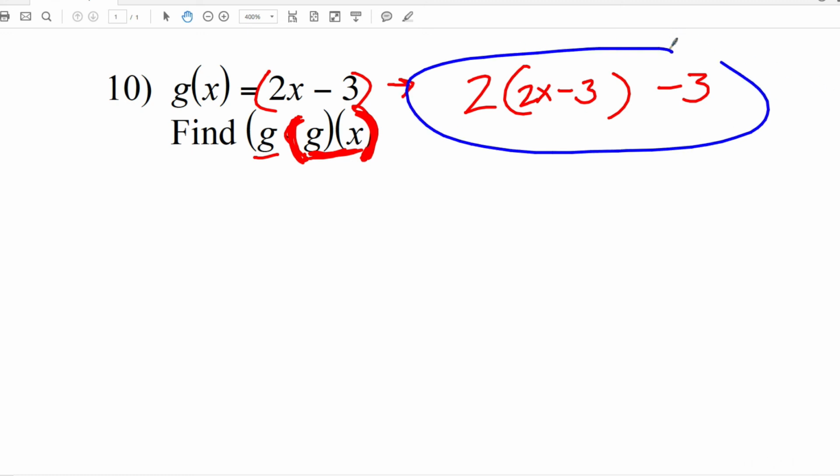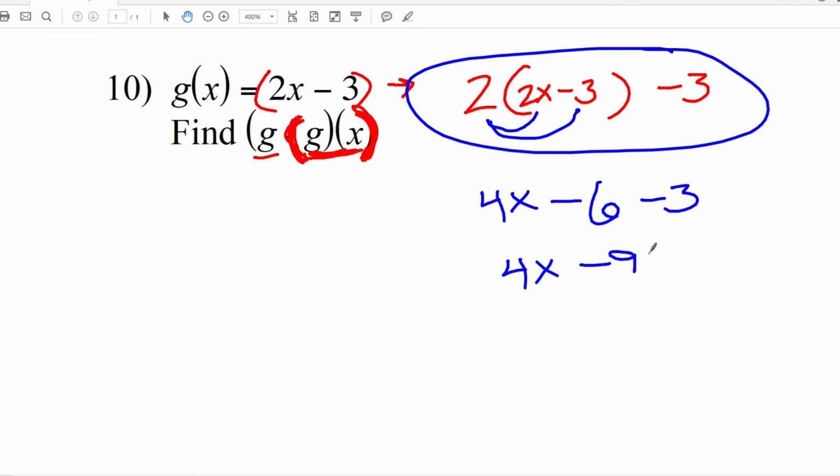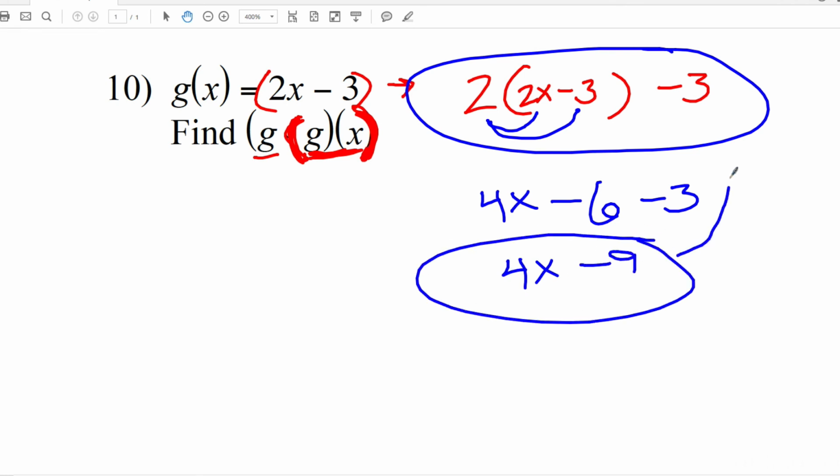And for me, that's enough. Now, if you want to simplify it down, I'll simplify this one for you. You can do 2 times 2x, that's 4x, and 2 times negative 3 is minus 6, and then minus 3, and then you have 4x minus 9. Those two are perfectly fine. I'll accept either one of them. But if you want to simplify it, you can. You don't have to, and you'll still get full credit.